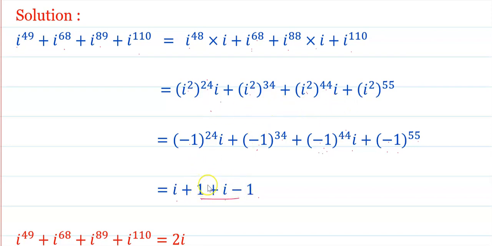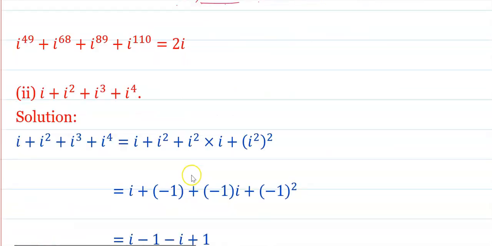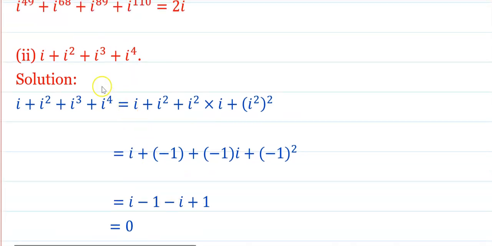This plus 1 and minus 1 get cancelled, i plus i is 2i. Okay, now the next problem. i plus i square, i raised to 3, i raised to 4. Okay, again i cube means what? i square into i raised to 4 means what? i square, and it's a bracket square. Now keep this i as it is. i square means what? Minus 1. (i square) minus 1 into (i square) in bracket raised to 2 means what? Minus 1 raised to 2.